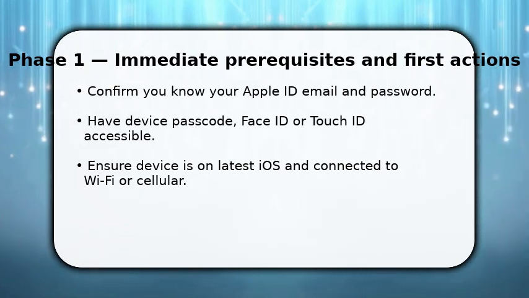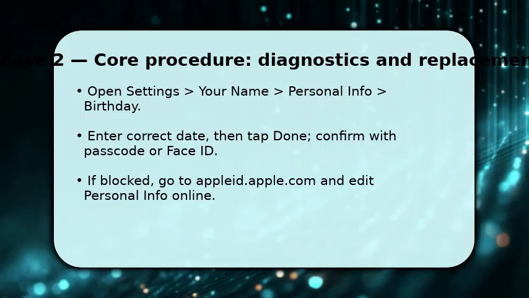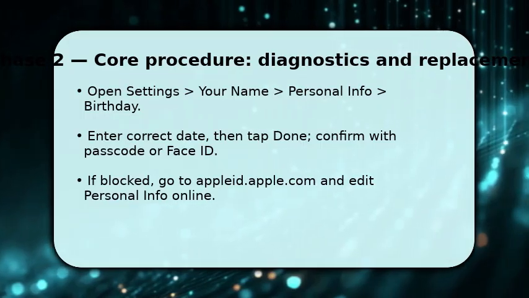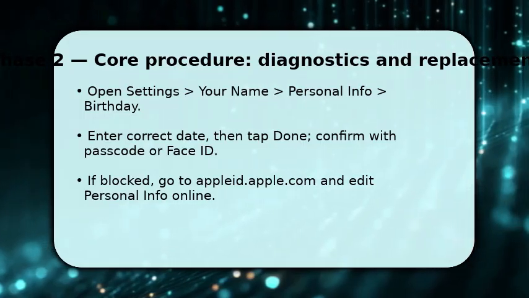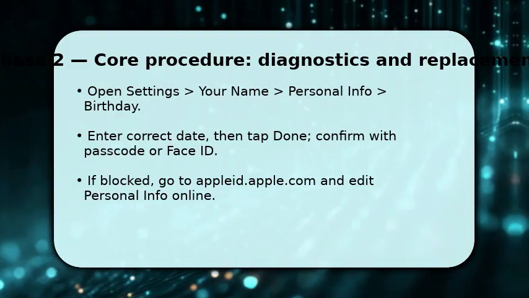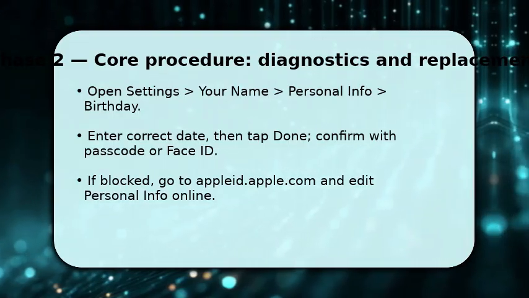You tap Settings, then your name and choose Personal Info. This is where birthday lives. Enter the correct month, day, and year, then tap Done. You'll authenticate with Face ID or your passcode to confirm the change.